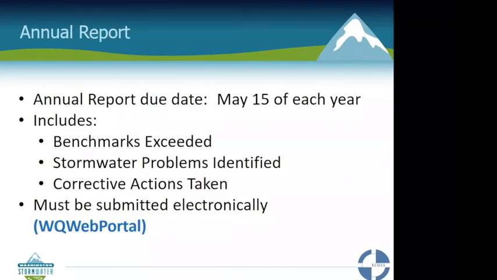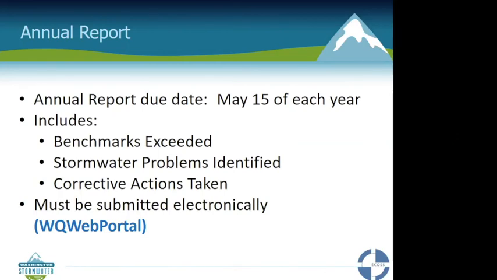Okay, so that annual report that is due. We have quarterly reports to talk about your benchmarks, and then you have your May 15th of each year, you have an annual report, and that includes all of the benchmarks that you exceeded, the stormwater problems that you identified, and how you fixed them, and those corrective actions taken. So if you changed your sweeping from once a month to every 2 weeks, you mark that on your annual report. That would be a good example of that. And again, that must be submitted electronically. So on that May 15th, you're going to be doing your quarterly report as well as this annual report.